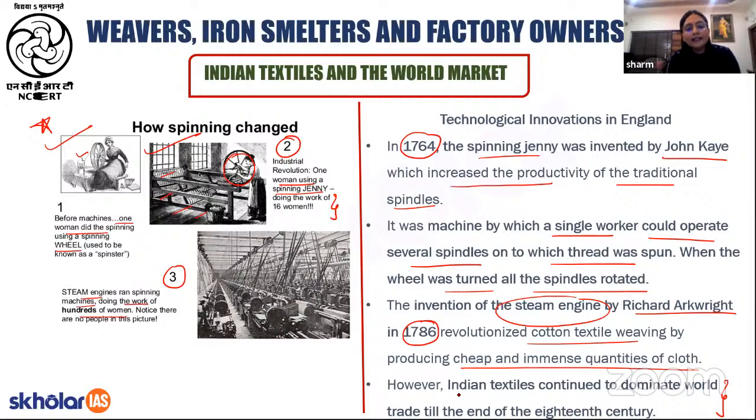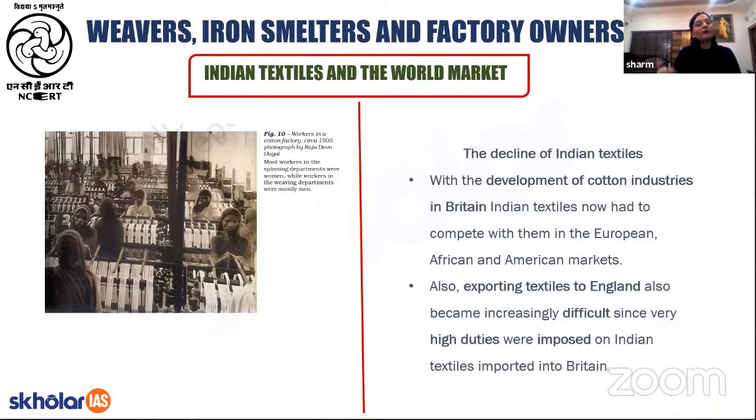Herein you need to know that the Indian textiles continued to dominate the world trade till the end of the 18th century. So basically, it was not that once the spinning jenny or the steam engine was created, England quickly was able to cover the entire textile market of India. It took them some time, probably 20-30 years. But after that, somehow during the beginning of the 19th century, England was successful in capturing the market of Indian textiles as well. So that is why, students, now we are going to talk about the next segment of Indian textiles, that is the decline in the Indian textiles.